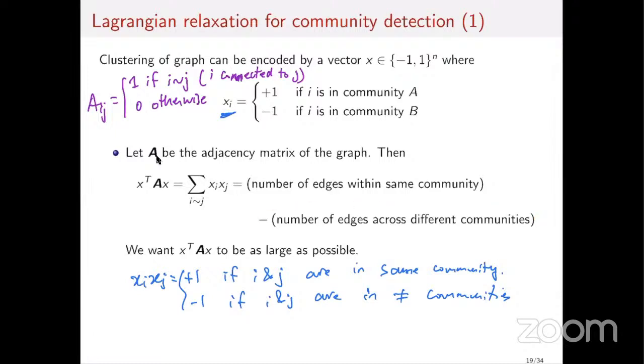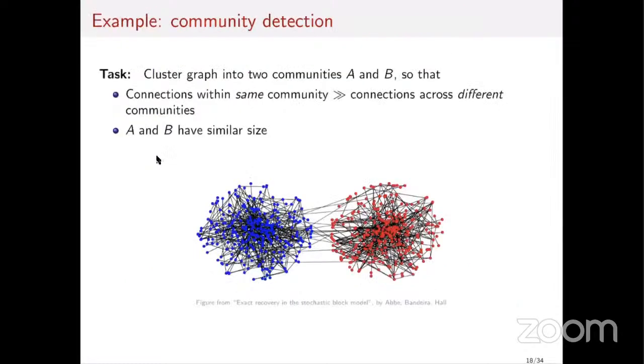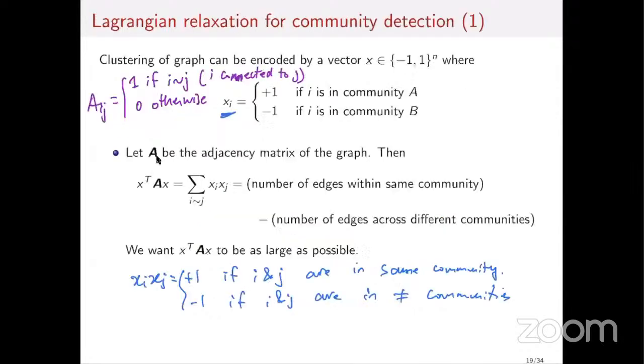Remember that what I would like is that the connections within the same community are much greater than the connections across different communities. So what I would like to do is to have X transpose AX be as large as possible. Remember, what I'm trying to find here is this vector X. X is the optimization variable I'm looking for, and I would like X transpose AX to be as large as possible. So the first desideratum is essentially satisfied.